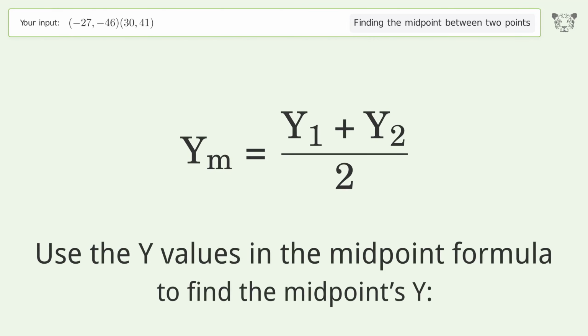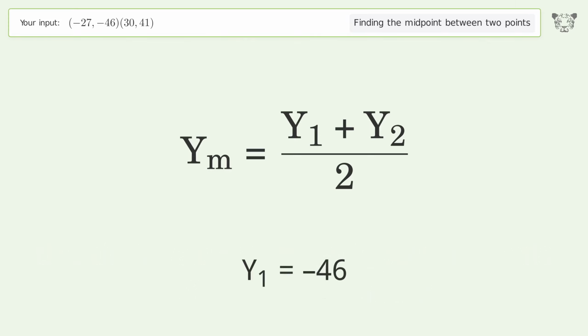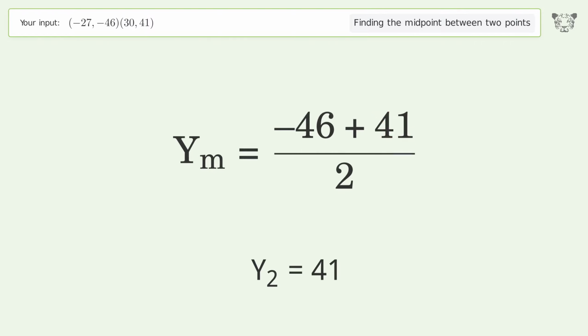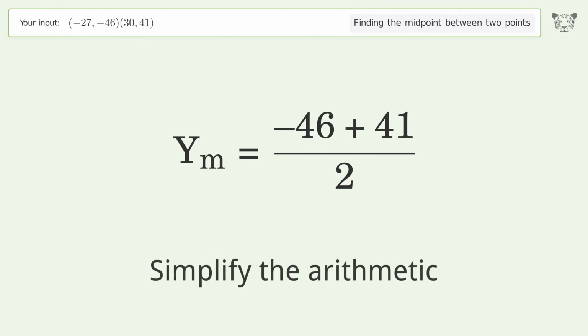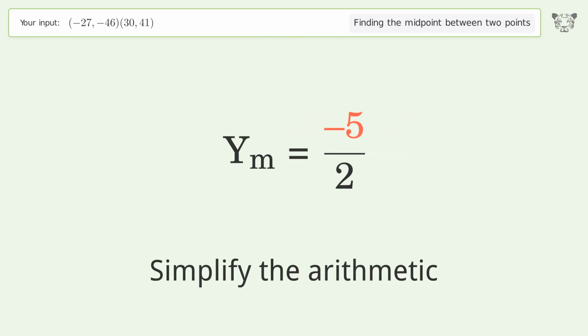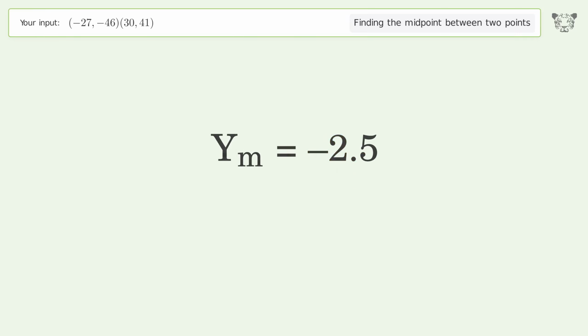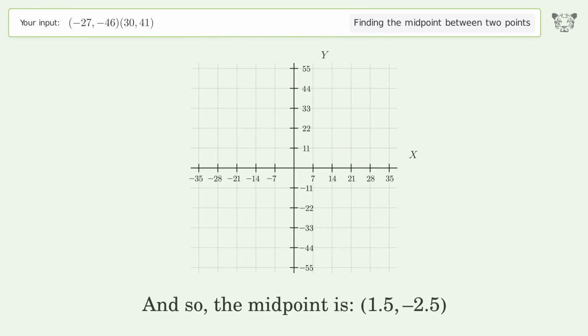Use the y values in the midpoint formula to find the midpoint's y. y1 equals negative 46. y2 equals 41. Simplify the arithmetic. And so, the midpoint is 1.5, negative 2.5.